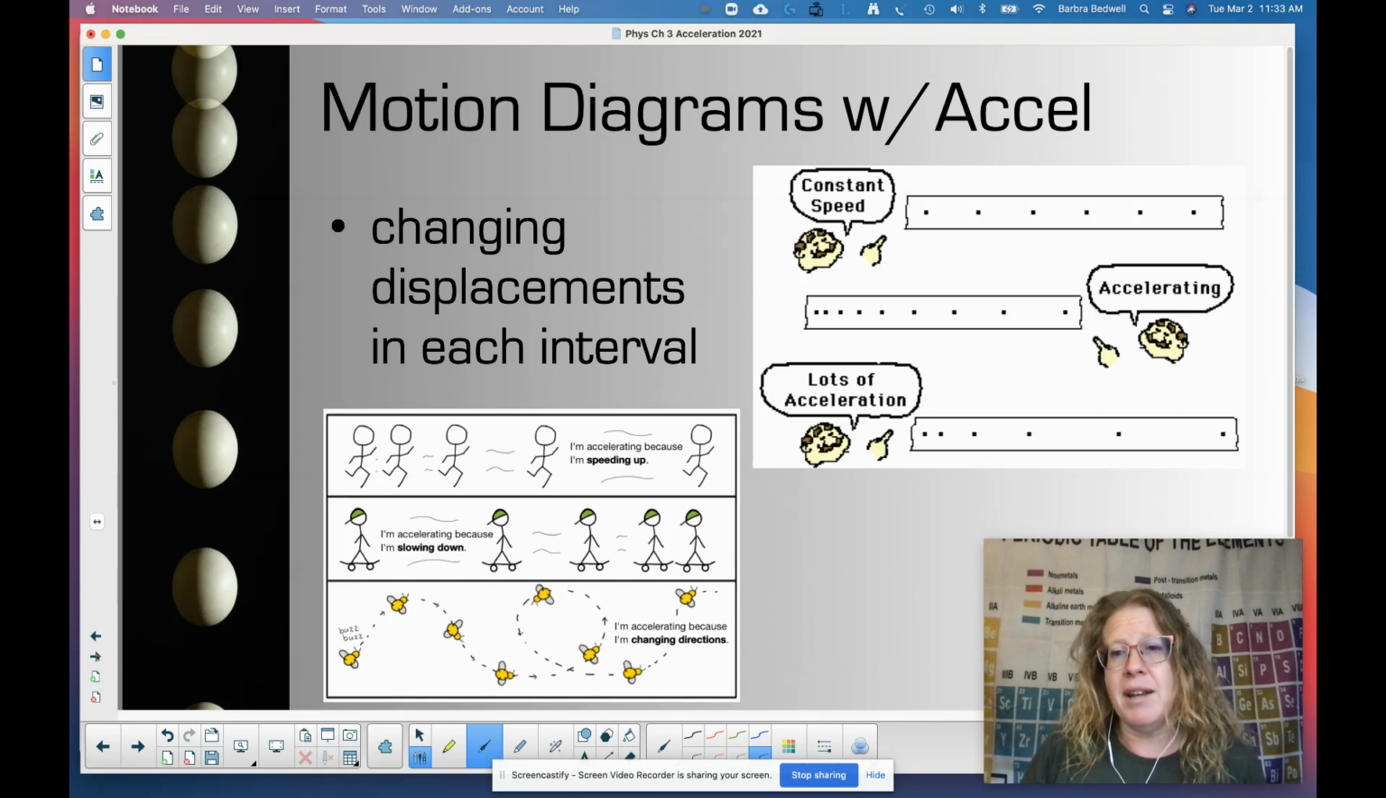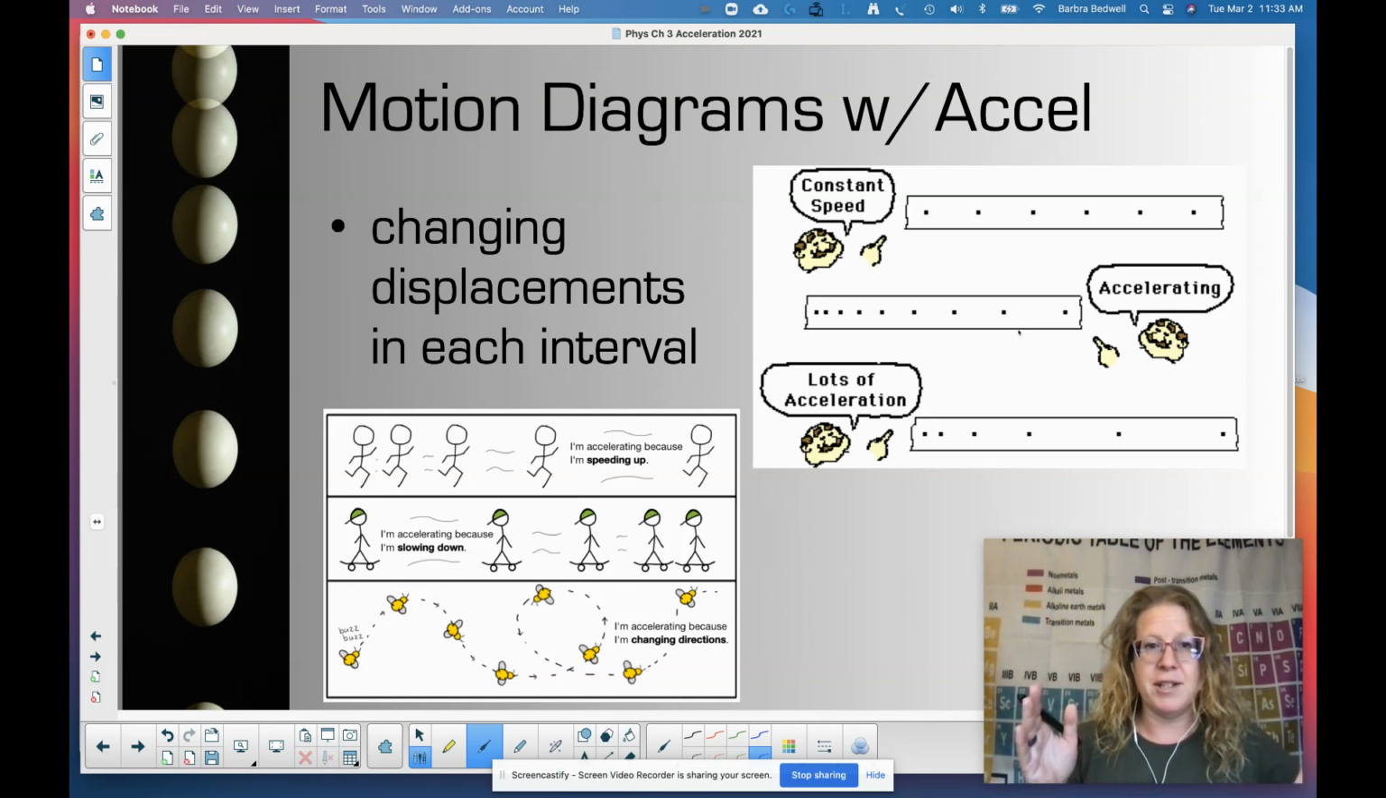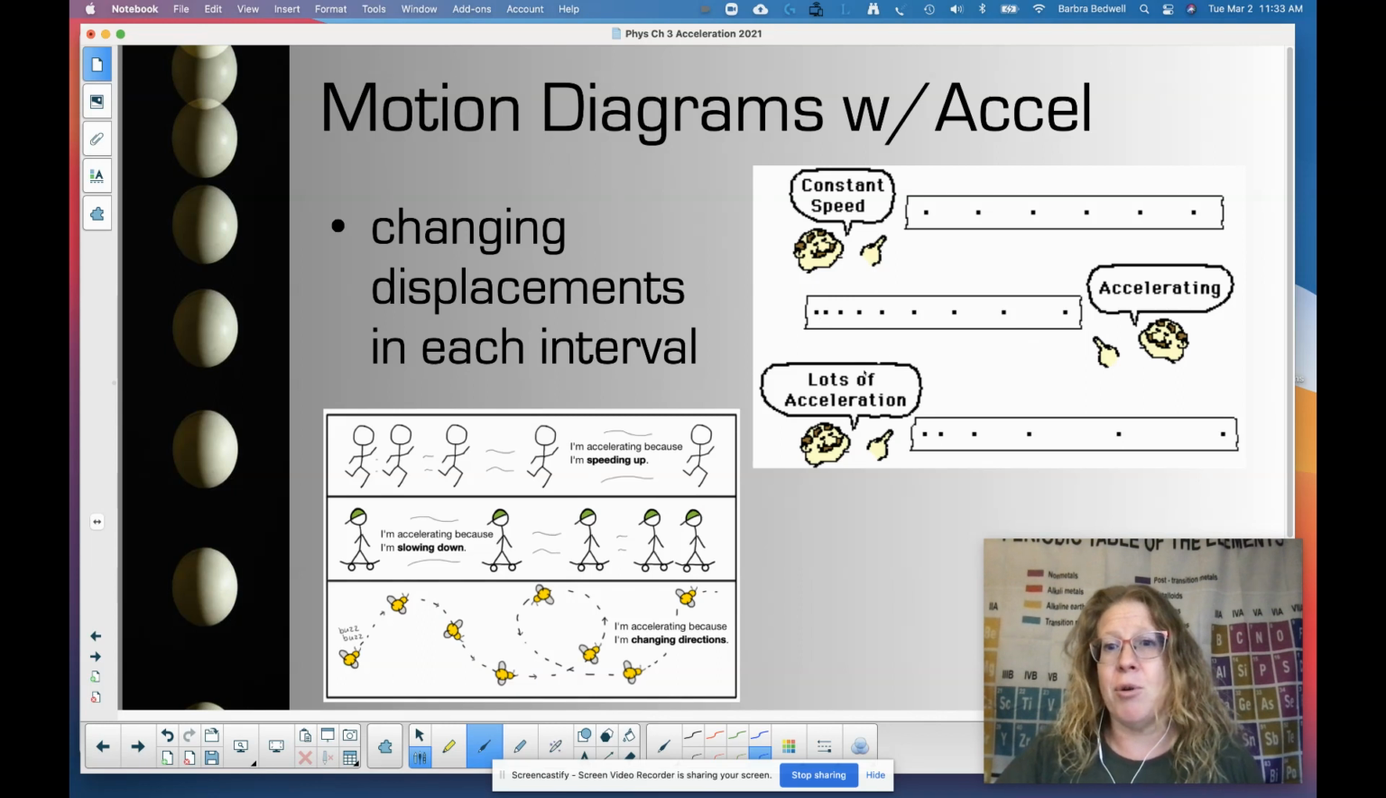But if something's accelerating, you can see in our little diagrams over here on the top that the amount of displacement it's covering per interval is getting bigger. Or if it's accelerating even faster, it's not just growing like that, it's getting bigger a lot faster. So we can start to talk about the different rates of change in speed, and that's what we're trying to quantify with acceleration. We can also talk about the difference between speeding up and slowing down. These are both considered forms of acceleration that we can represent in motion diagrams and in VT graphs.